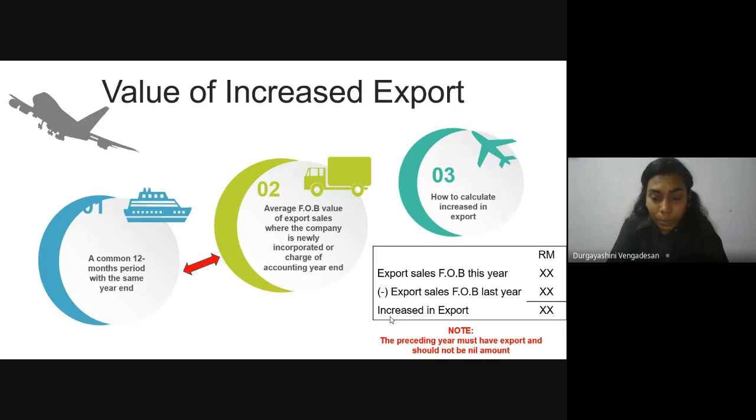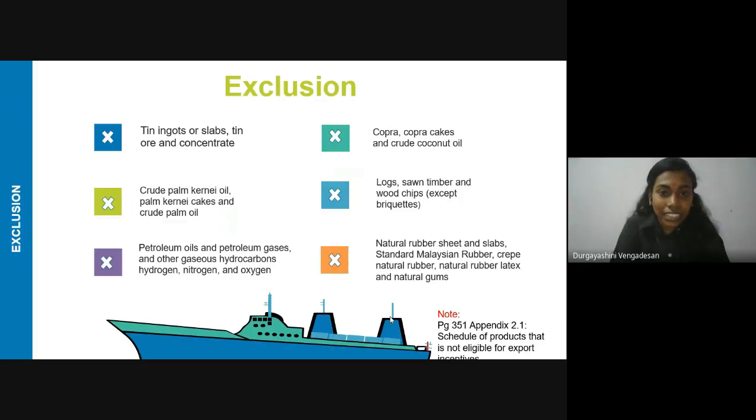And how to calculate the increase in export? Export sales this year, which means the current year, minus the export sales of last year, so we will get the increase in export. Next, these are the exclusion of product. We can find this one from our textbook, page 351, appendix 2.1, schedule of product that is not eligible for export incentives. So I think we can skip this one.